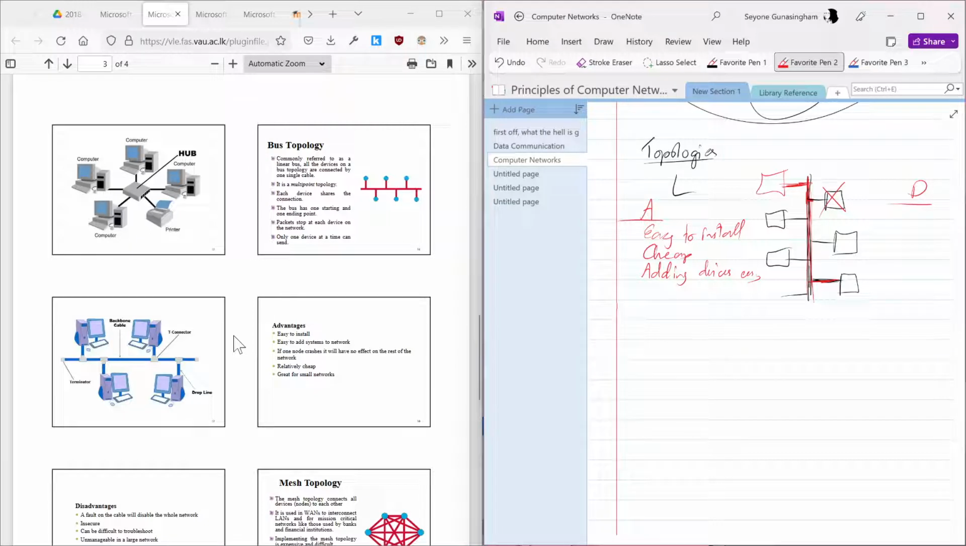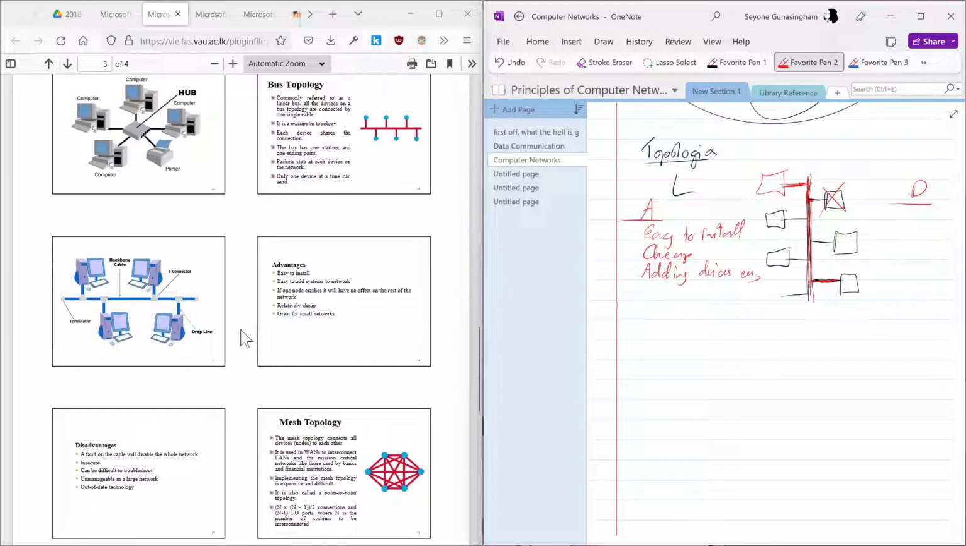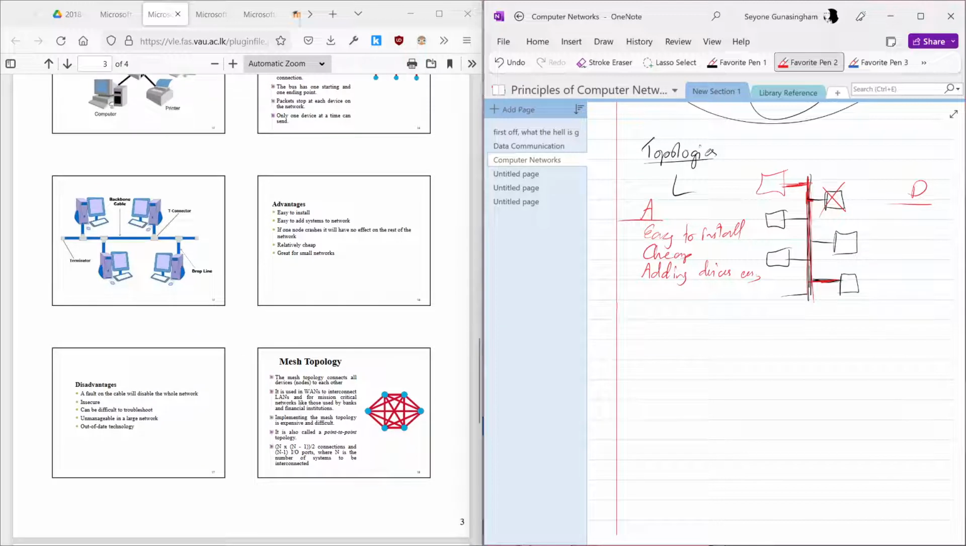Right, so that is that. Disadvantages: a fault on the cable would disable the whole network. And by cable, I think he meant the trunk, right? So if there's a fault in the trunk, the base, you're screwed. Everything beyond this point is just not going to work. It's going to split the network in half. Problem in the drop down or problem in the device, no problem. Problem in the trunk, you're screwed.